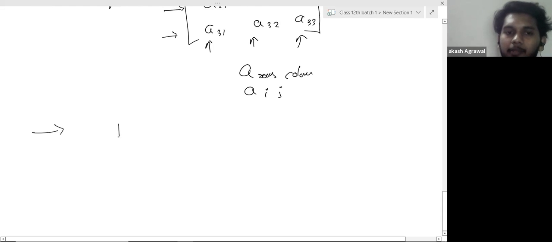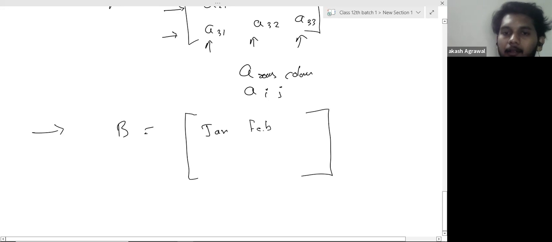So if you have another matrix B, where the elements are January, February, and March. In January, suppose we did 2 crores of sales. In February, we did 1 crore of sales. In March, we did 3 crores of sales. So please write down what January is in compact form, February, March, 2, 1, 3, all of that.